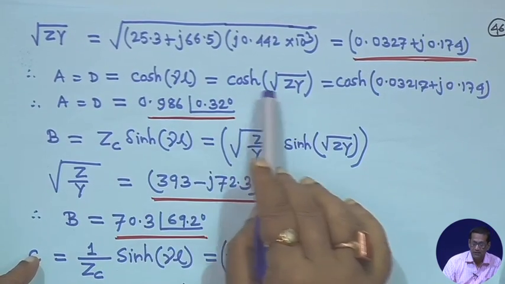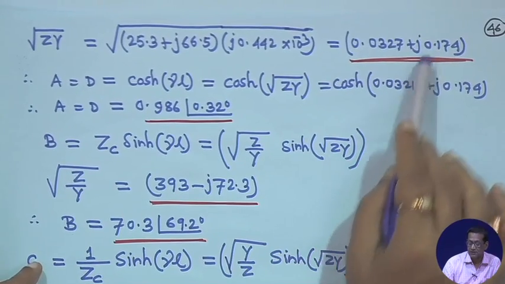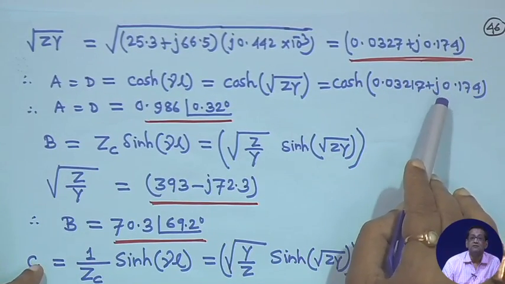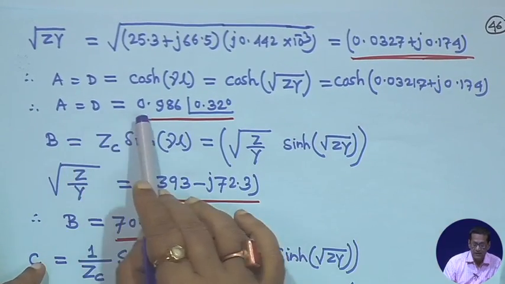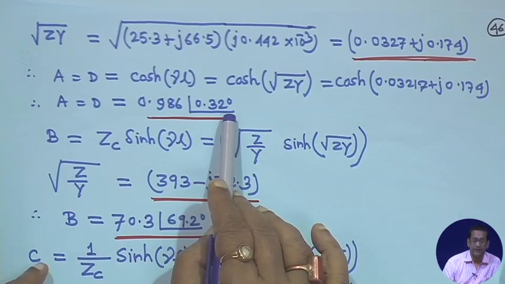So, A is equal to D, that is the ABCD parameter for the long line, it is cosh γL. So, cosh root over ZY, if you substitute this value here, you will get A equal to D equal to 0.986 angle 0.32 degree.